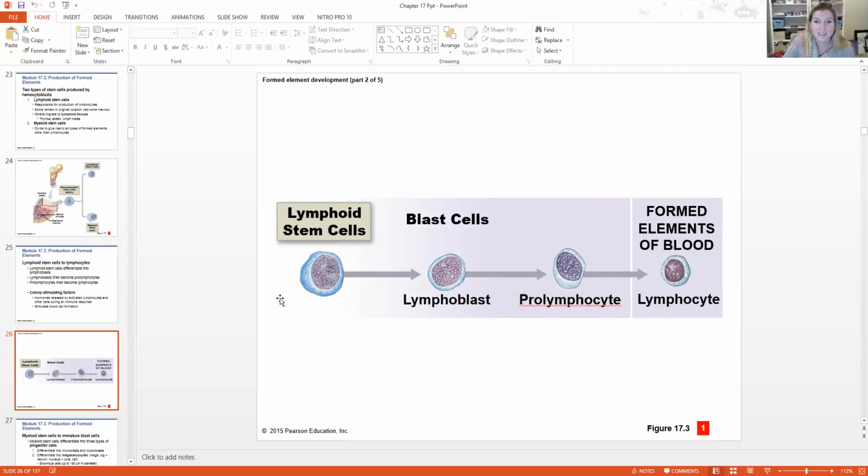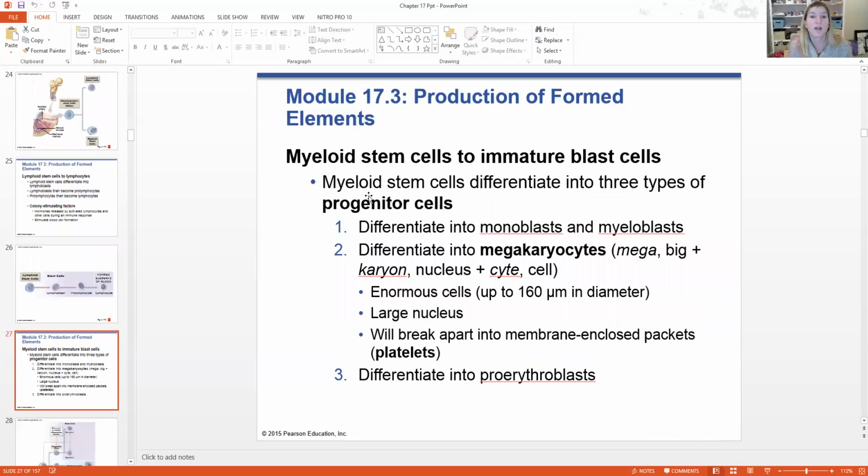So all of this, the first two-thirds or first quarter of development, is happening in the lymphoid tissue, and then they differentiate, and once they're a lymphocyte they go into the blood, right? So the other type of stem cell that was created, again, we had myeloid and lymphoid. The myeloid stem cells are going to basically mature into something called a blast cell.